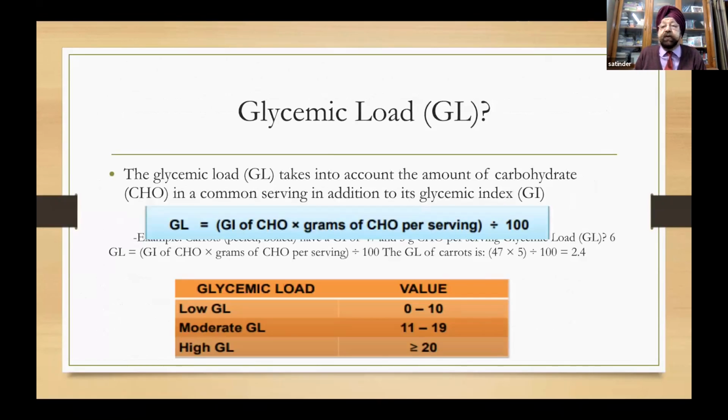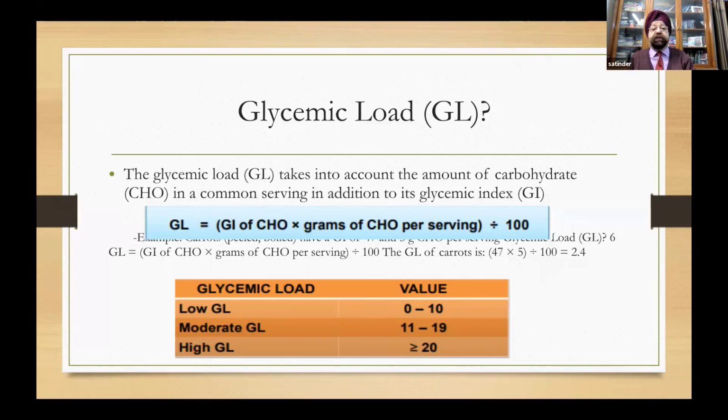Now, what is glycemic load? Glycemic index tells the rise in blood sugar after eating, but doesn't tell the quantity of the product. It's just the qualitative aspect of a particular food, and the glycemic load takes into account the amount of carbohydrate in a common serving in addition to its glycemic index. So the glycemic index times the grams of carbohydrate per serving, divided by 100, is what is called glycemic load. Glycemic index is the quality of the food, but how much is it?